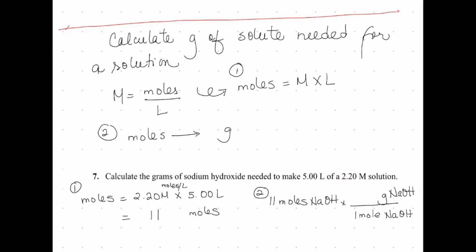Whenever you put your conversion factor as a fraction, the bottom of your fraction is going to be the unit that you're trying to cancel. The unit that goes on top is where you're transitioning to. So moles of NaOH cancel with moles of NaOH. That's why the grams are on top.